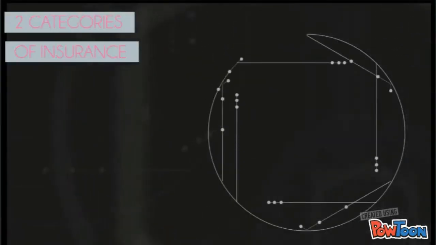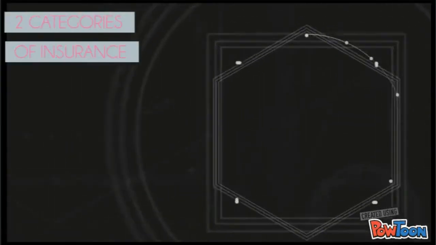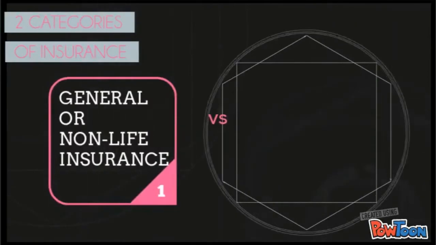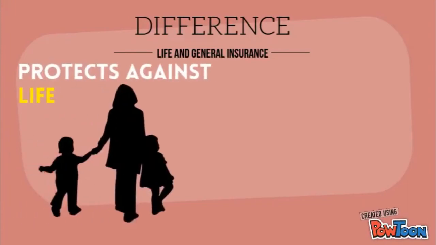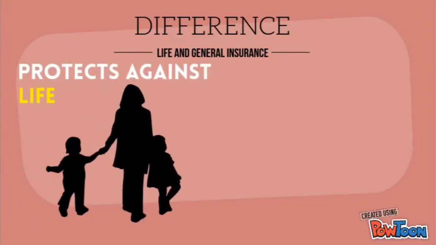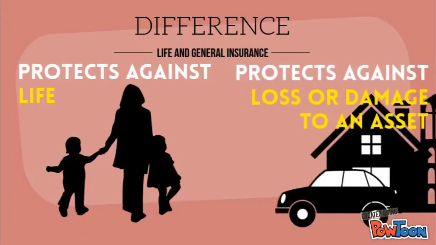There are two categories of insurance, the general and the life insurance. The primary difference between general and life insurance is that life insurance protects against loss of life, whereas general insurance protects against loss or damage to an asset.